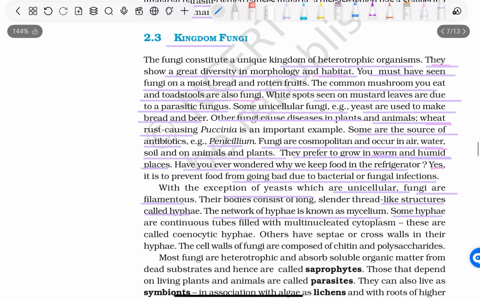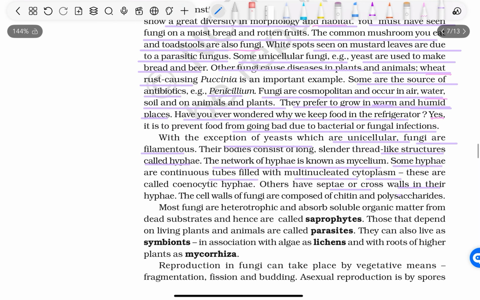Some hyphae are continuous tubes filled with multinucleated cytoplasm. These are called coenocytic hyphae. Others have septae or cross walls in their hyphae. The cell walls of fungi are composed of chitin and polysaccharides. Most fungi are heterotrophic and absorb soluble organic matter from dead substrates and hence are called saprophytes.